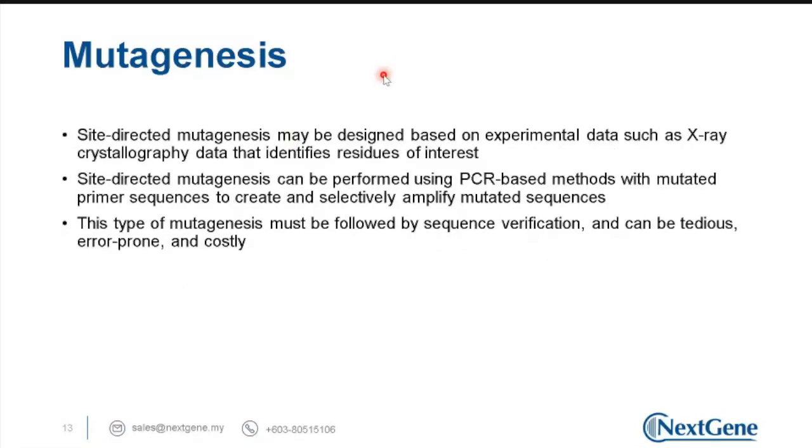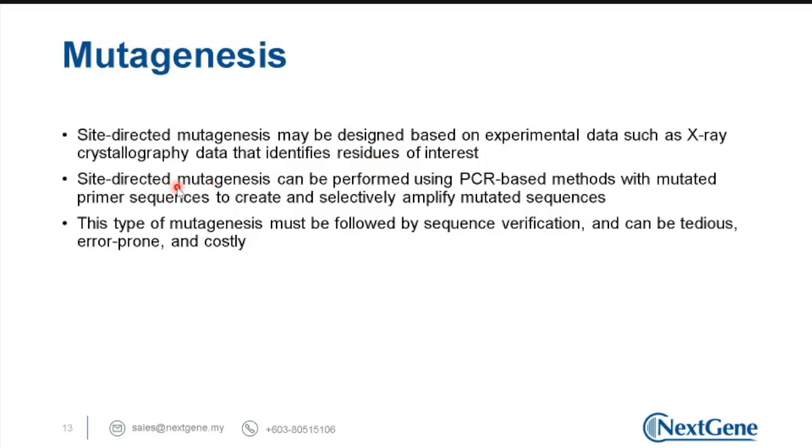Therefore, in research, most of the time we are looking for site-directed mutagenesis. So we are focusing on a specific point to create a single nucleotide polymorphism, or small deletion, or small insertion. The designed mutation or alteration is based on experimental data such as X-ray crystallography data that identify the base of interest.